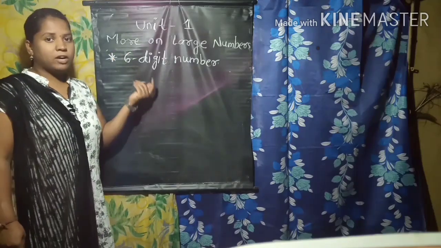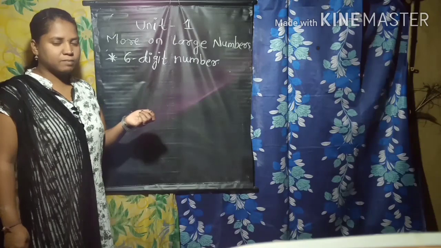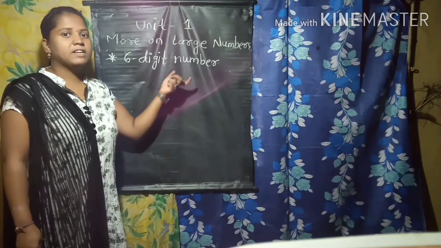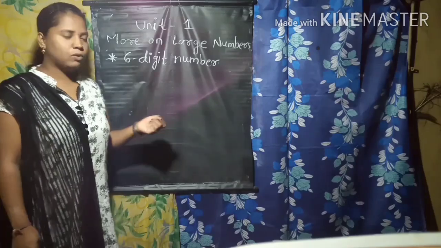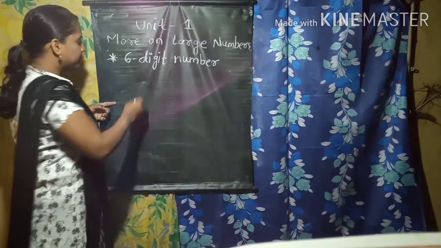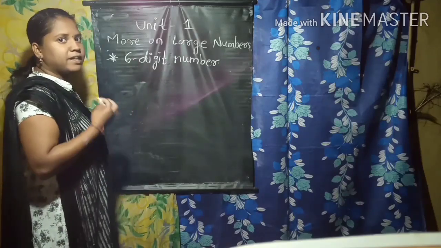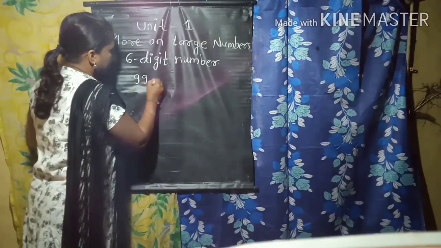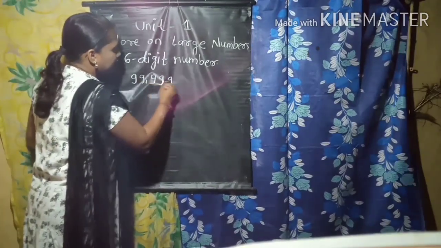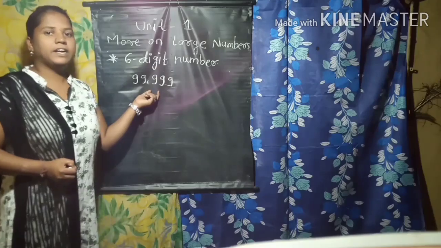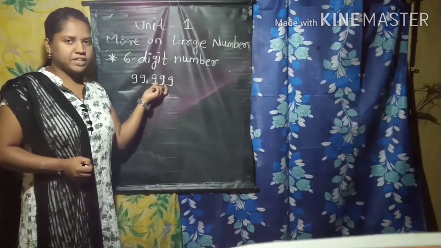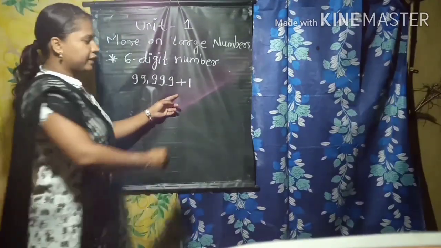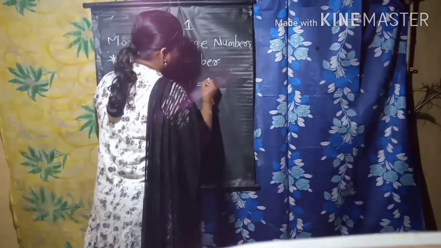So in the last video I already told you how to form a 5 digit number. When we add 1 into the greatest 4 digit number, we will get the smallest 5 digit number. Like that only, when we add 1 into the greatest 5 digit number, the greatest 5 digit number is 99,999. 99,999 is the greatest 5 digit number. When we add 1 into that number, we will get 1 lakh.